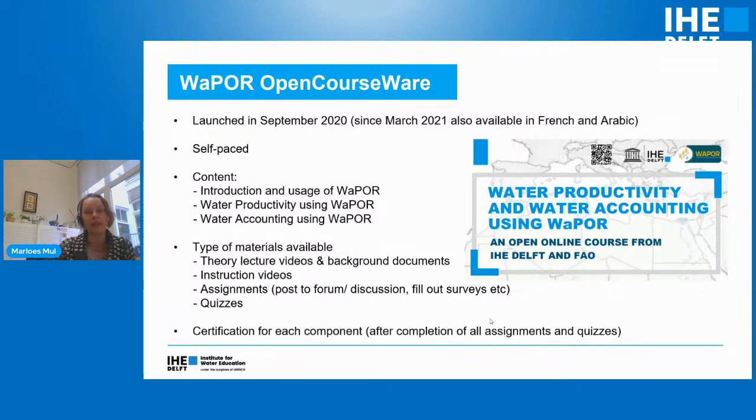So we have 3 different modules in the course. A very basic introduction of what the Vapor data is about and how to use the portal. And then 2 applications: using the Vapor data for water productivity analysis and using the Vapor data for water accounting. And the course has all kinds of material, some theoretical lectures and background documents to explain things. Also some instruction videos on how to do stuff, like what Masa did today, in showing where to find what information, and different types of assignments.